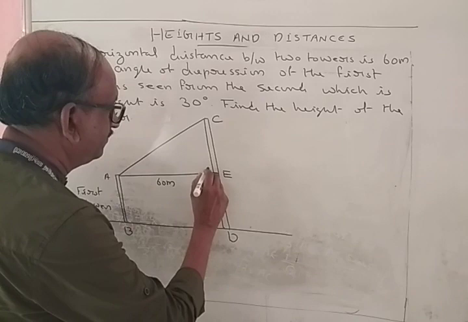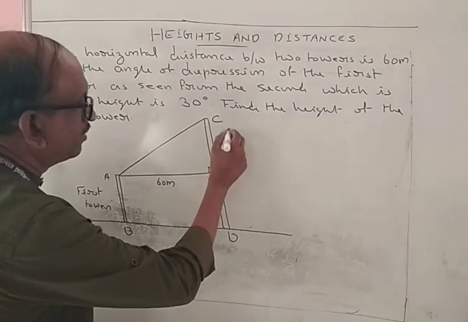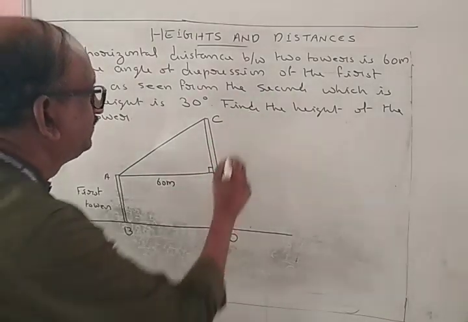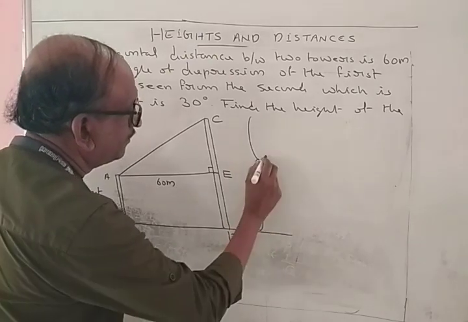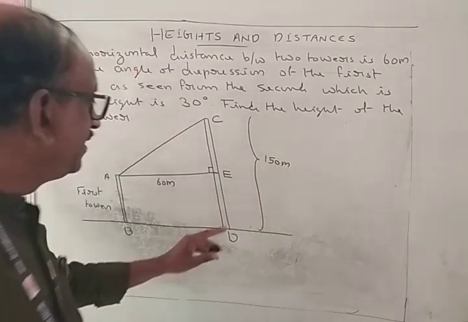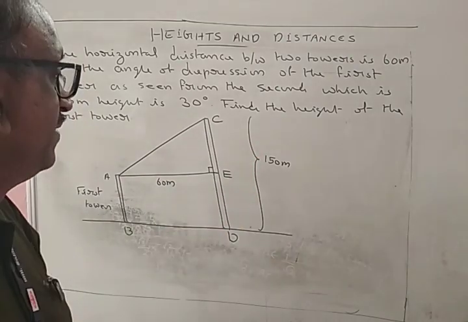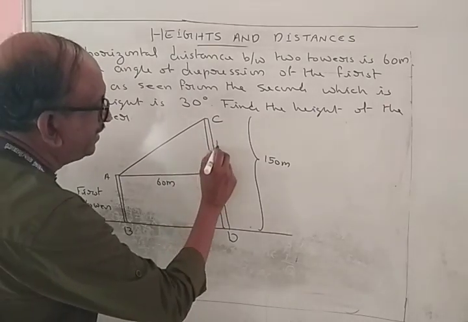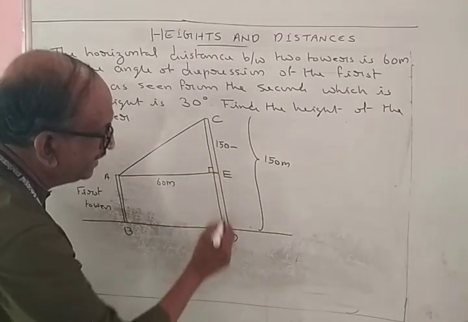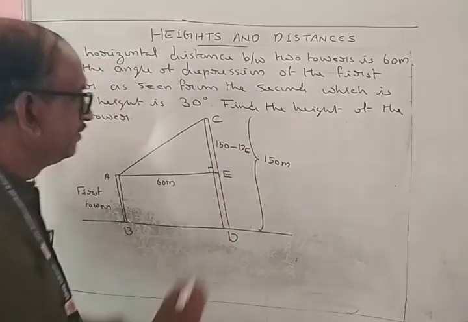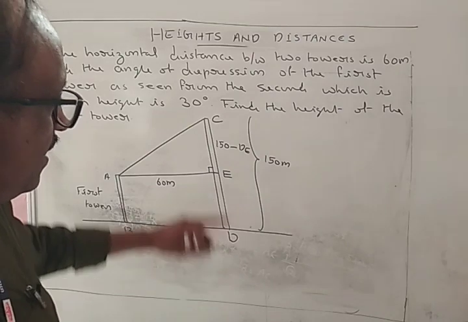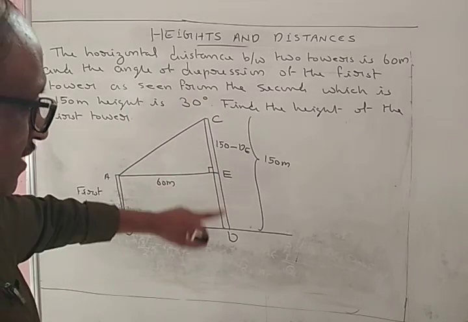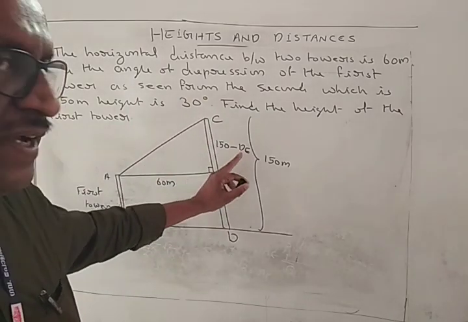This is a right triangle. This is 60 meters. The total is 150. That is, the height of the second tower CD is 150 meters. Therefore, this portion CE is 150 minus DE. The total CD is 150, this portion is DE and this portion is CE. Therefore, CE is the balance of DE, that is 150 minus DE.